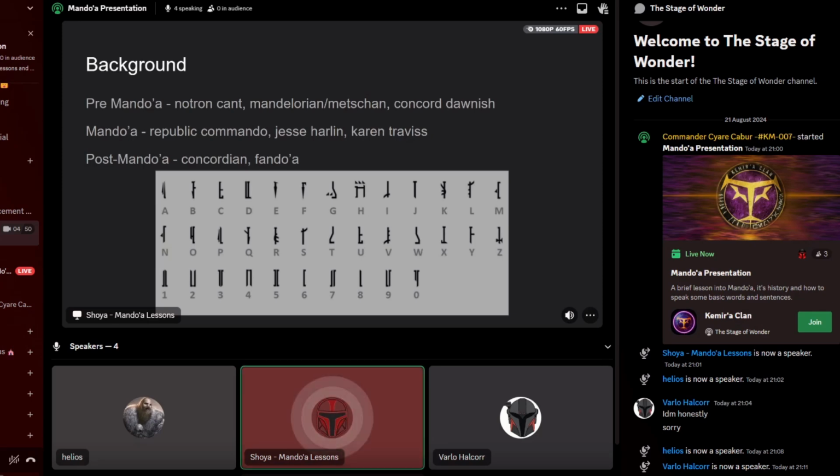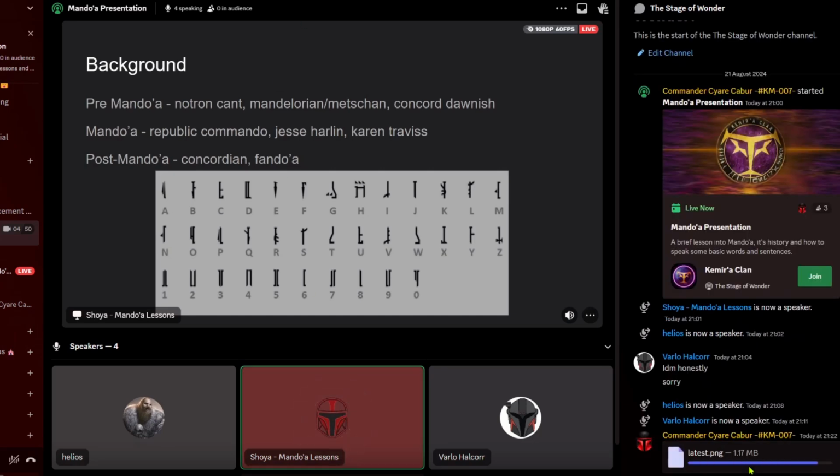Before we get to Mando'a, we have a few things that are called languages of the Mandalorians. The first one would be Notran Cant. Notran is the original name of the planet Coruscant, and the Tong were the original Mandalorians, and they were from Notran when it was called Notran. And they spoke in Notran Cant. This was before Mando'a was ever made, so it doesn't resemble it at all, and it kind of just looks like funky space German.